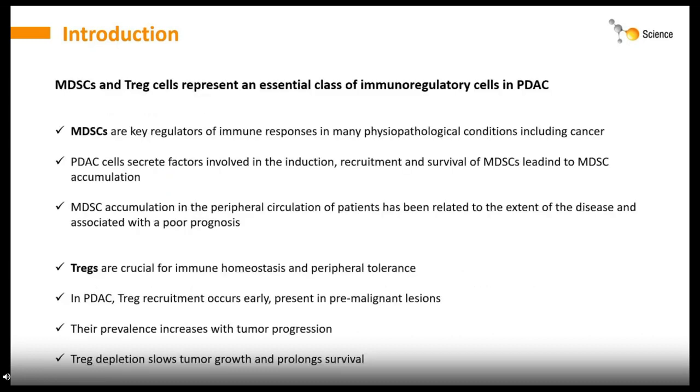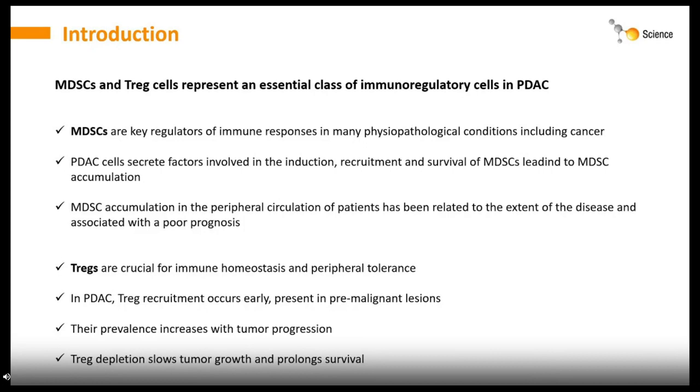In this study, we have been particularly interested in MDSC and Treg cells, which represent an essential class of immunoregulatory cells in PDAC. MDSC are key regulators of immune responses in many physiopathological conditions, including cancer. PDAC cells secrete factors involved in the induction, recruitment, and survival of MDSC, leading to MDSC accumulation. And this accumulation in peripheral circulation of patients has been related to the extent of the disease and associated also with a poor prognosis.